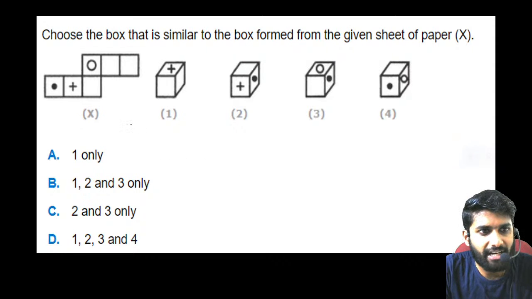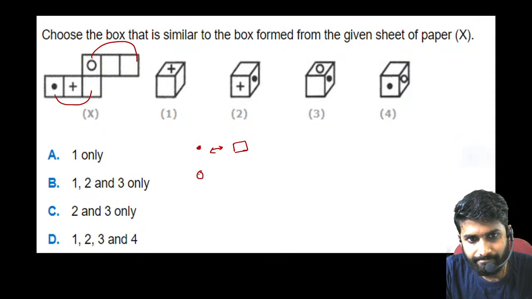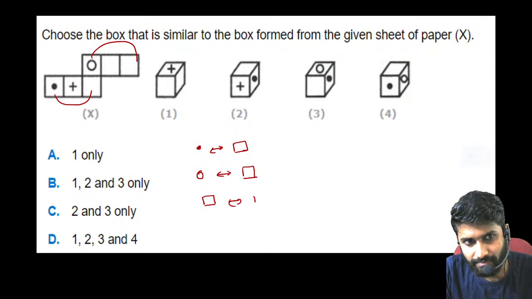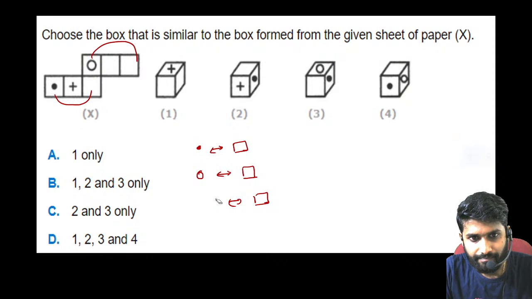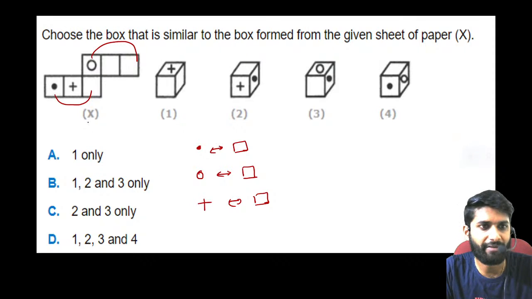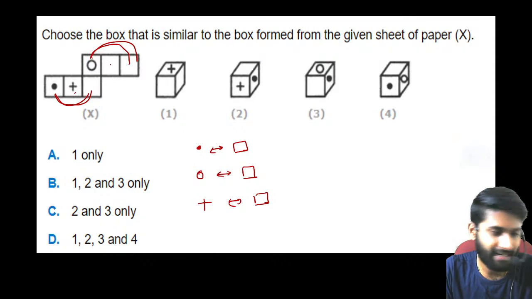Now, first you decide the opposite pairs. Dot and empty box. So this one. Now, circle and empty box. Next one, empty box, empty box. Oh, sorry, it's a plus, na? So these are the perfect opposite pairs: dot and empty box, circle and empty box, plus and empty box.